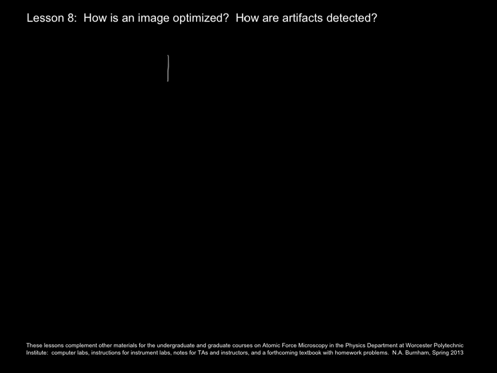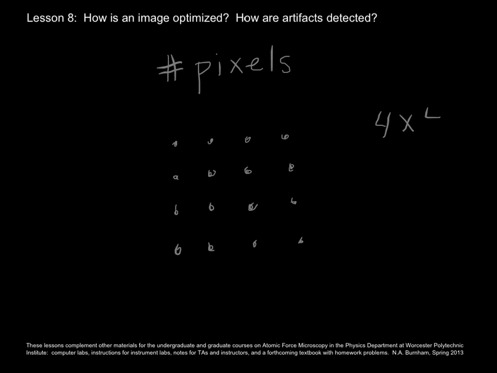When you sit down for your AFM session, one thing you should check on your microscope is how many pixels it's going to gather. And what I'm sketching here is a grid pattern. This is how an AFM collects data. It collects data in a grid of a certain number of points. This particular grid is 4 by 4, and so this very, very simple image would have 16 pixels to it. Well, you're not going to get very good resolution.